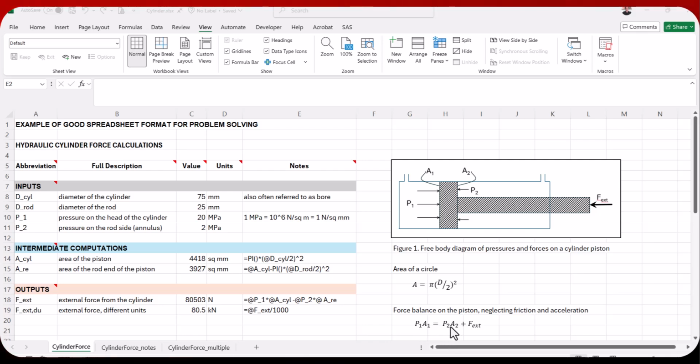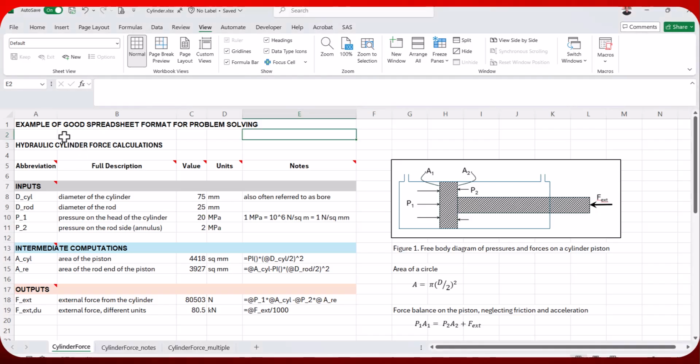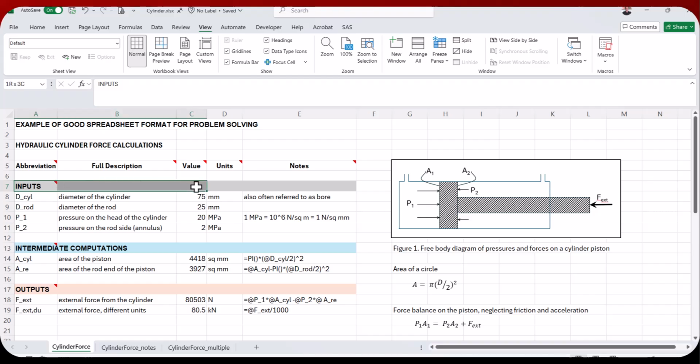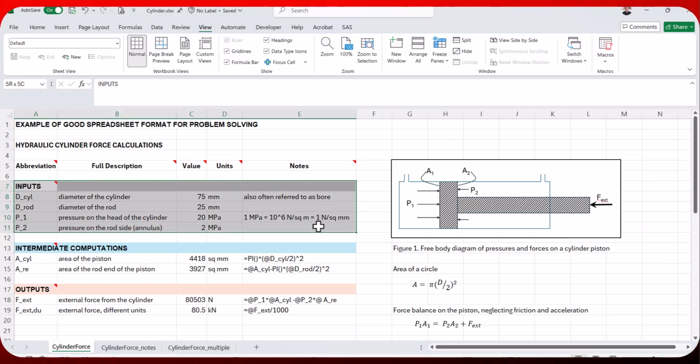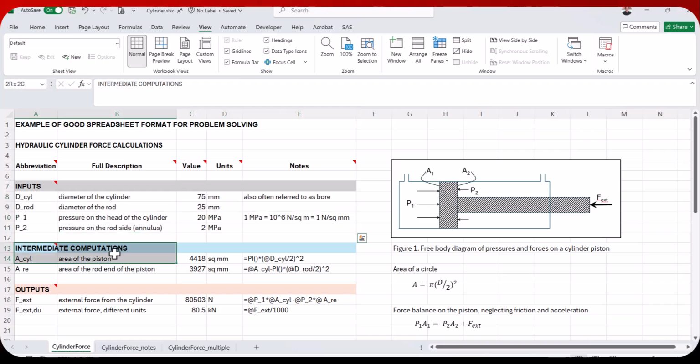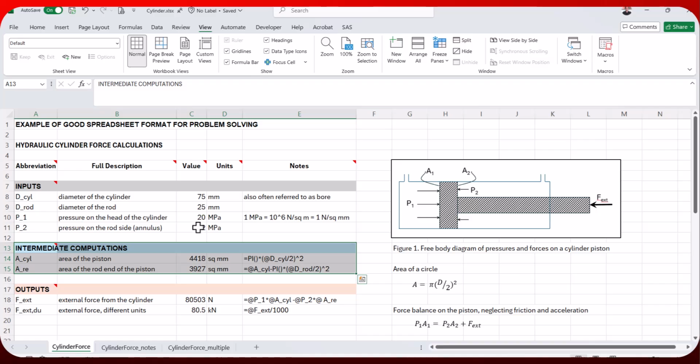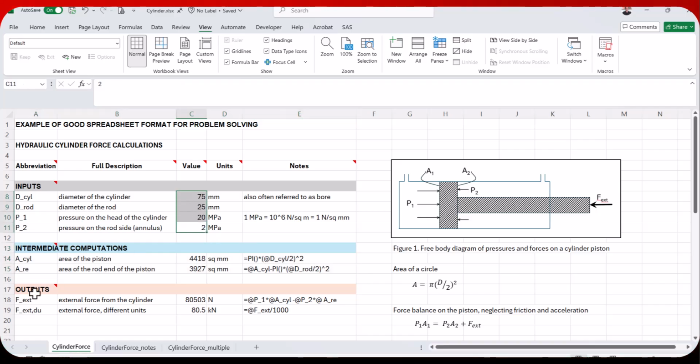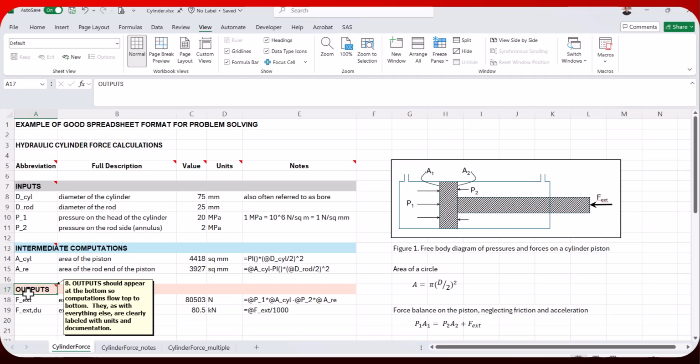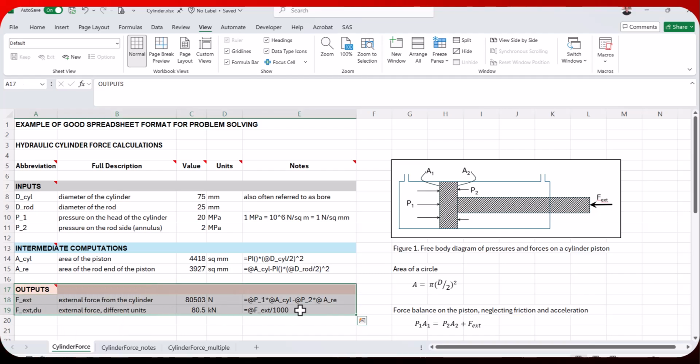Here is the equation for the force balance, and of course the equation for a circle. So we're going to use that as the basis to explain this 5-column, left to right, top to bottom structure. So first of all, the inputs are gathered in one place, followed by intermediate calculations, which are calculations that stem from the inputs that you have, which then are followed by the outputs, which are the answer that you're probably looking for in your problem.